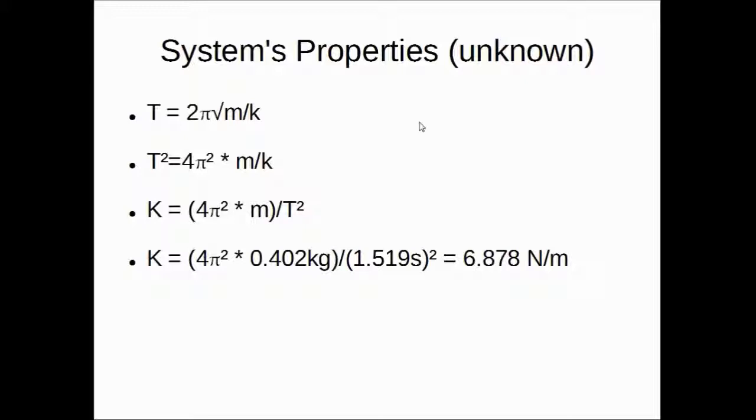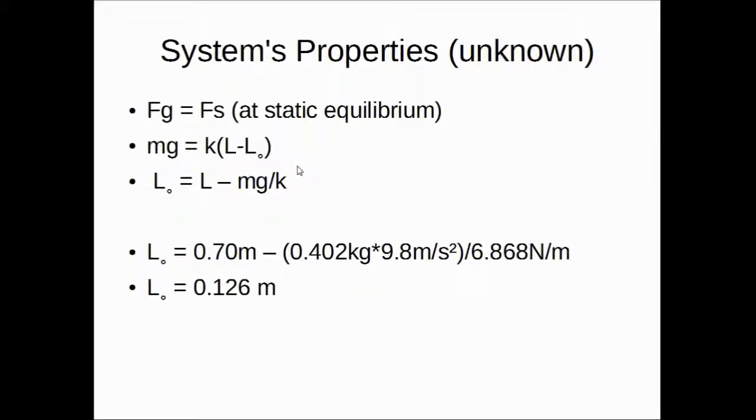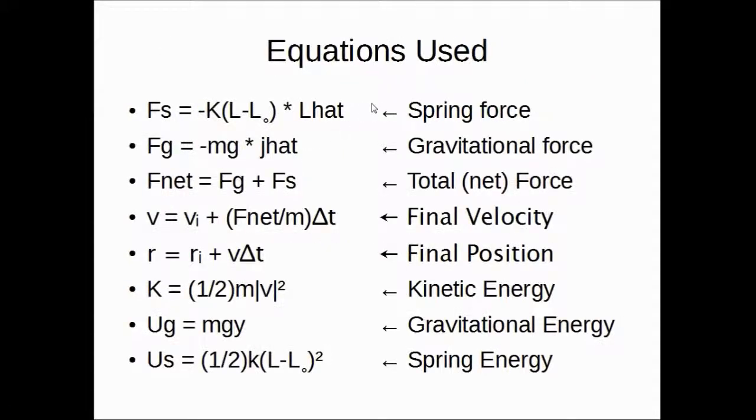And here are the system properties that we want to know. With a little algebra, we can find that the spring's stiffness is 6.878 newtons per meter, and the relaxed length of the spring is 0.126 meters. And here are the equations used in the code we're about to see. You can pause the video if you want to see them.